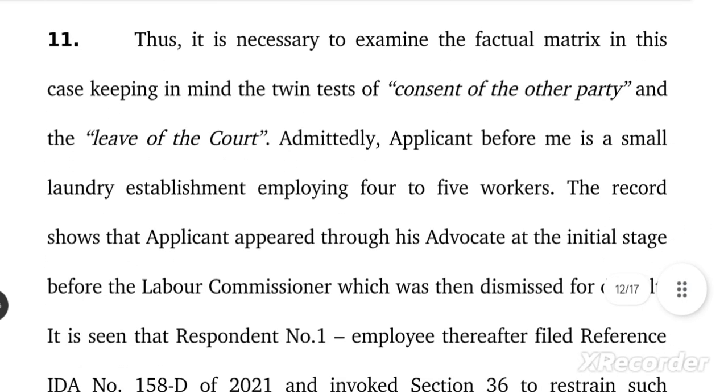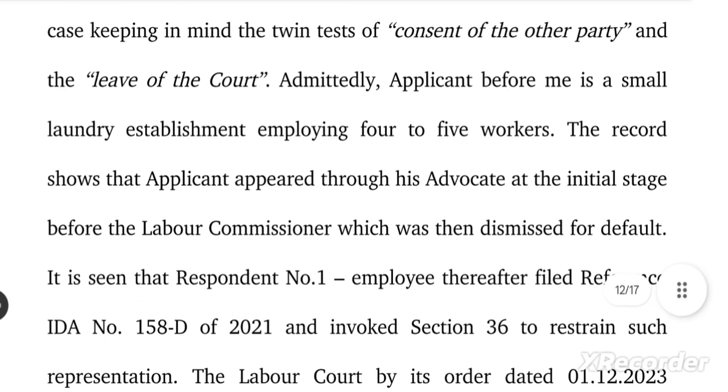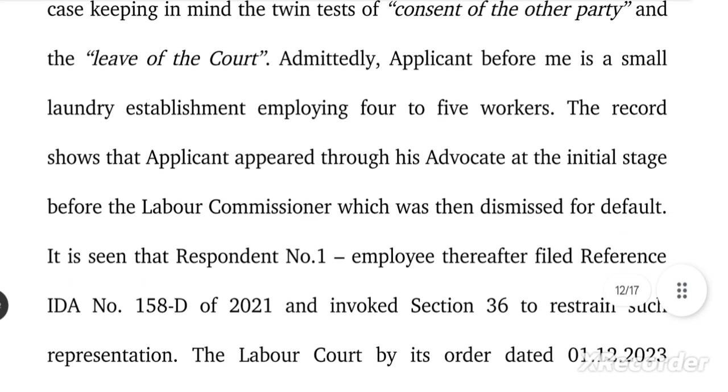Thus, it is necessary to examine the factual matrix in this case, keeping in mind the twin test of consent of the other party and the leave of the court. Admittedly, the applicant before me is a small laundry establishment employing 4 to 5 workers.